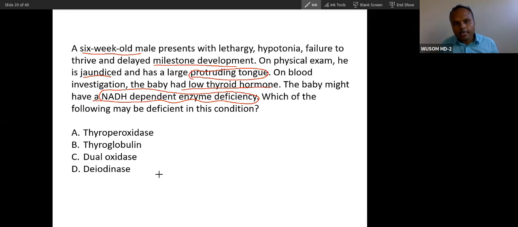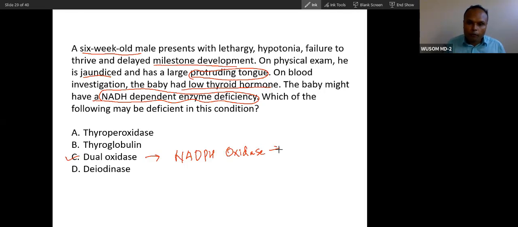So what is the enzyme that is absent, that is present in the thyroid gland and required for synthesis of thyroid hormone? And this is basically DuOX, dual oxidase. This is nothing but an NADPH oxidase specific to the thyroid gland. Okay, this is specific to the thyroid gland. So what does this do?